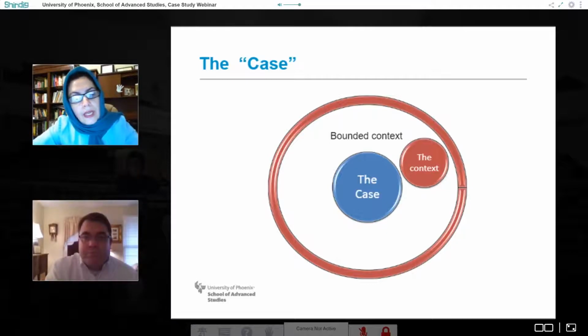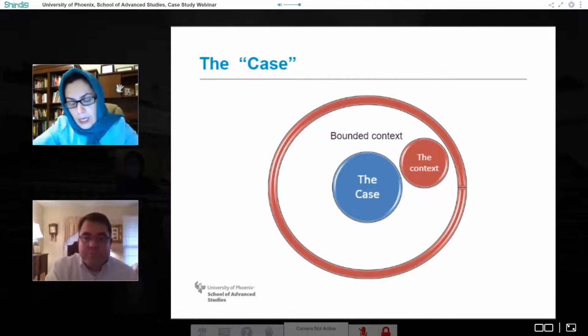So again, as I talk to many researchers, I know it's very confusing when we talk about the case. Really, what is the case? Let's define the case by itself. A case usually is a phenomenon, an event, a program, something within a context, but we should be able to have a boundary around that context.